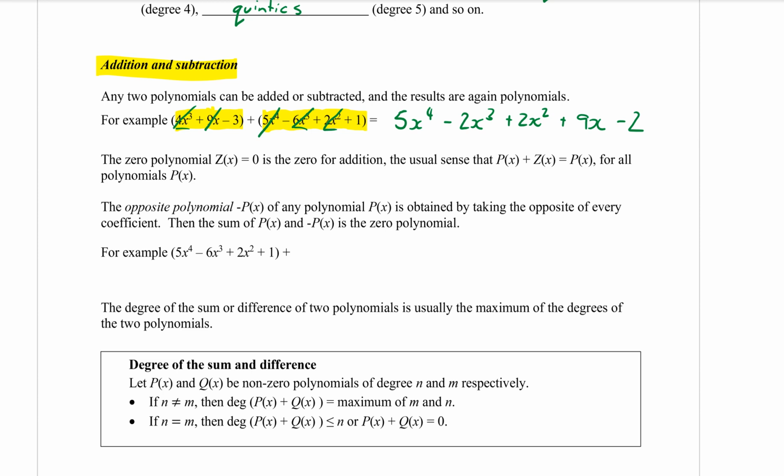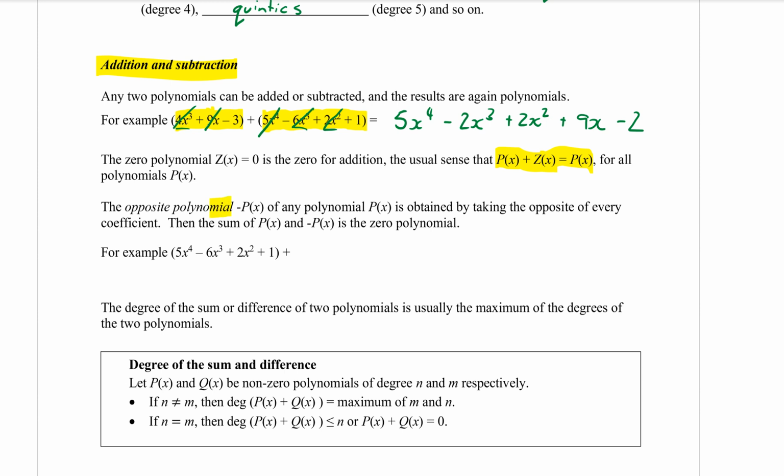Next thing it says there, the 0 polynomial is 0 for addition. It makes common sense that if I was adding any polynomial plus a 0 polynomial, it's just going to be that original polynomial, because I'm adding nothing, I'm adding 0. It's just a little property there to keep in mind.